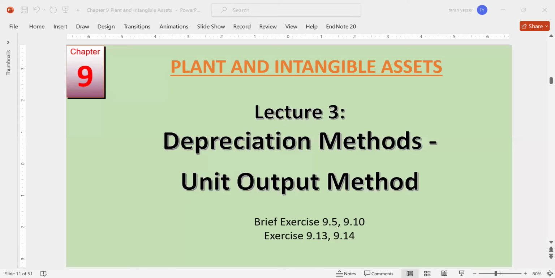In this lecture, we will discuss the unit output method of depreciation and also compare the unit output method with other depreciation methods. Please note that we covered the straight line and declining balance methods of depreciation in our previous lecture, lecture number 2. So, what is the unit output method?